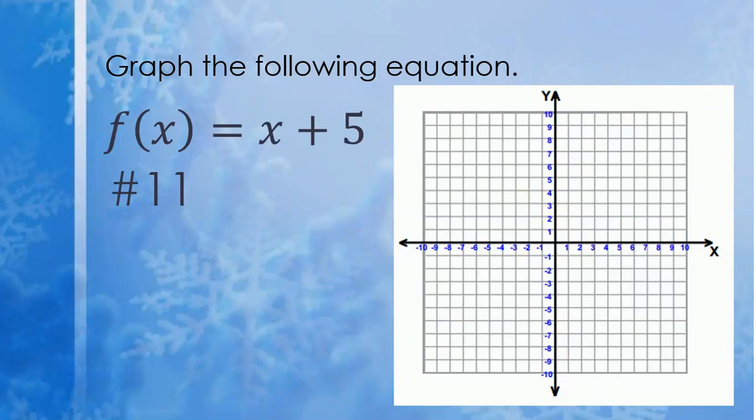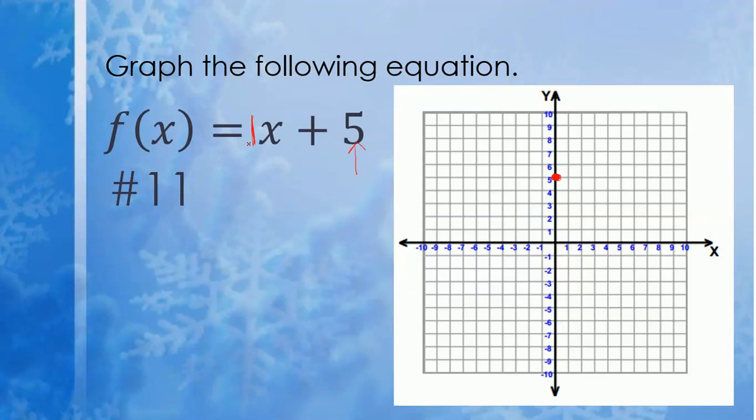So f of x equals x plus 5. First things first, when you graph a linear equation, you're going to start with the y-intercept, which is this number alone. So I'm going to start at 5 on the y-axis because it's the y-intercept, right? Then I'm going to use my slope to move from that ordered pair. My slope is right here in front of the x. In this case, it's a 1 because there's no number there.